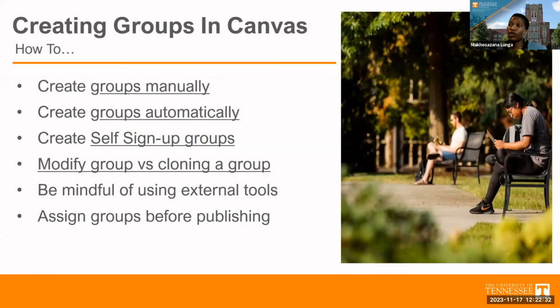Canvas allows you to create groups manually. You can create groups automatically. You can allow your students to self-sign up for their groups. And it also allows you to modify your group sets once you have created them. I'm hoping with time, when we practice creating groups or group sets in Canvas, we'll be able to tell the difference between modifying a group and cloning a group, because the two are slightly different.